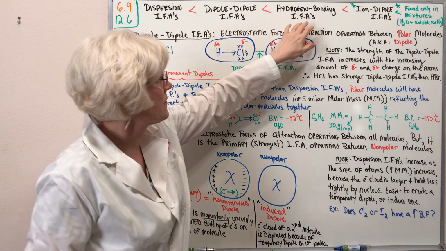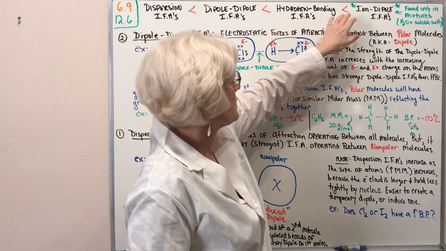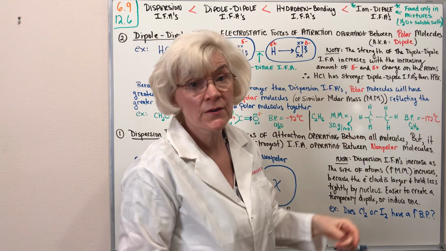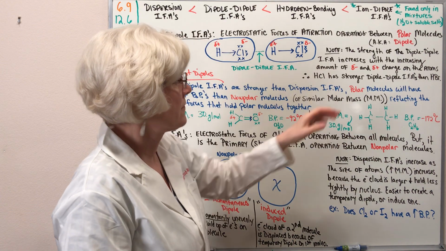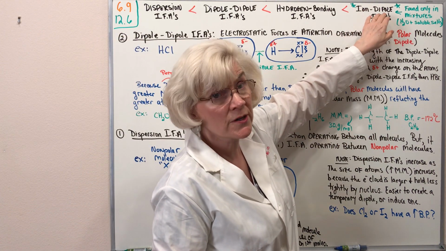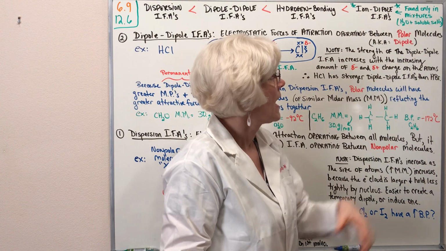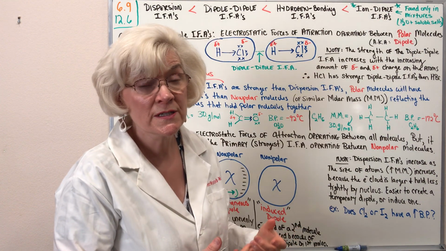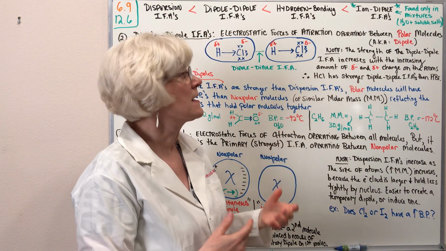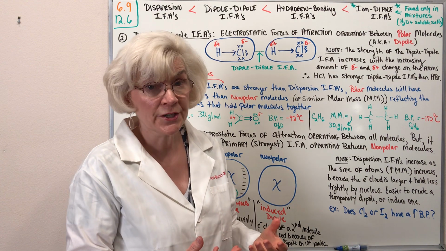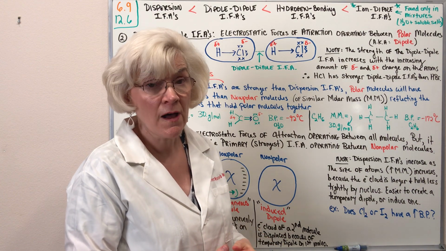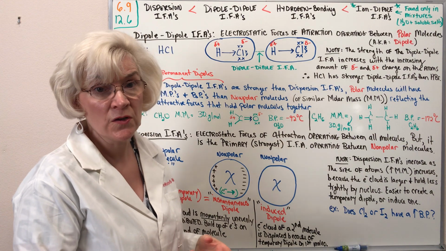hydrogen bonding IFAs. Hydrogen bonding IFAs are weaker than ion-dipole IFAs, but remember this category of IFAs is limited and is found only in mixtures, specifically mixtures that involve water and soluble ionic compounds, also known as salts.